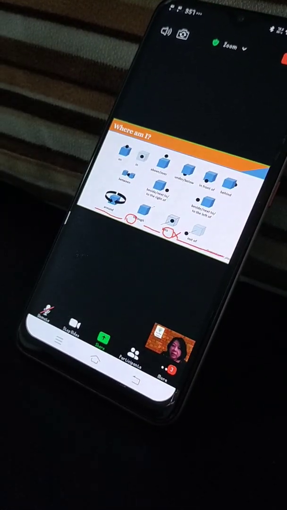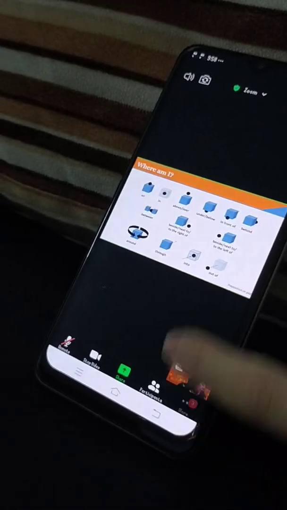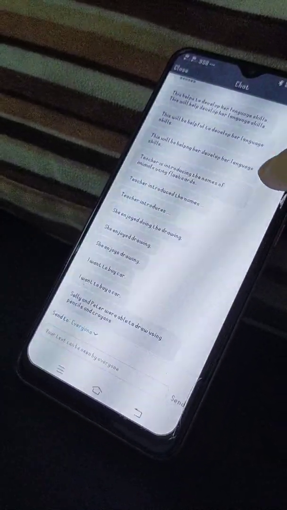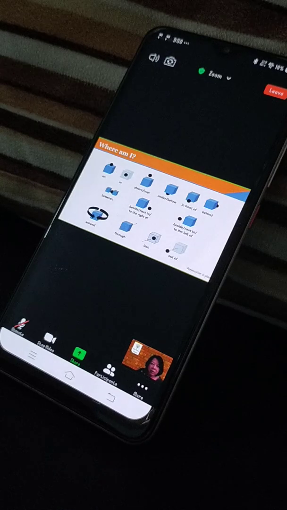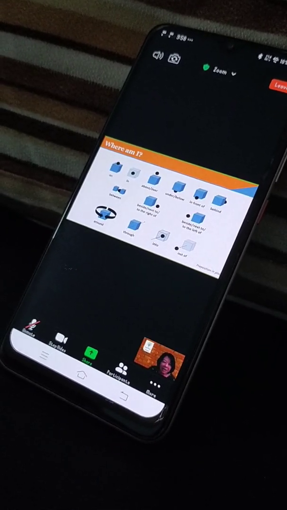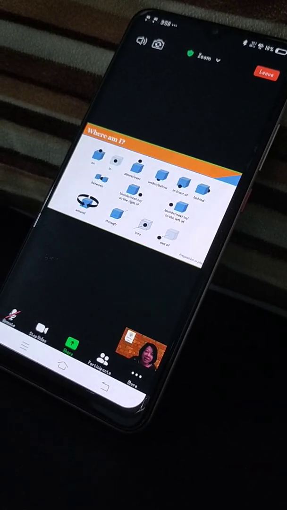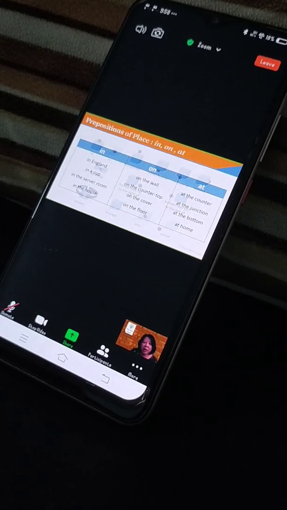Let me clear my drawing. You have this in your notes already: on, in, under, in front of, behind, in between. These are what we call prepositions of place. Most of us will know it: in, on, under, in front of, behind, to the left of, to the right of, around, through, into, and out of.